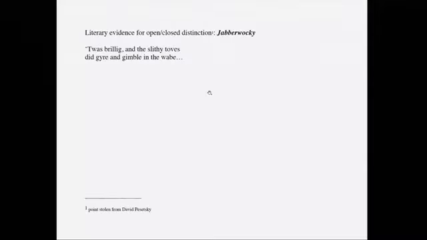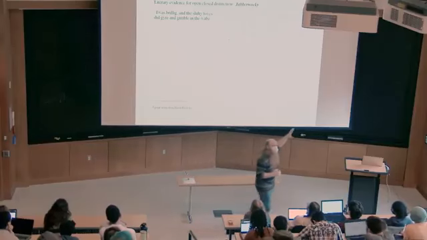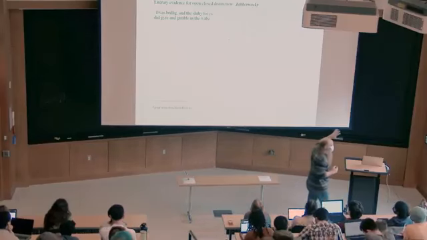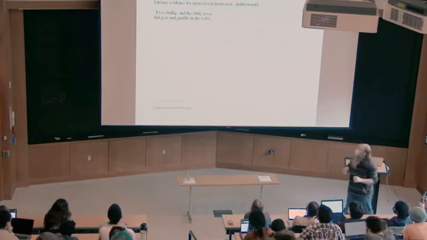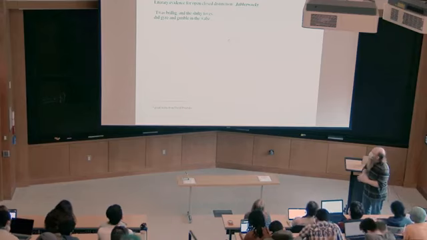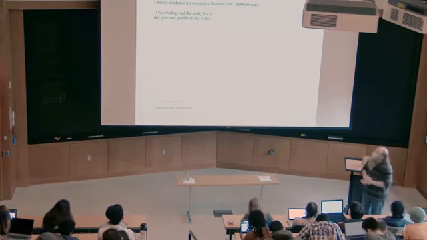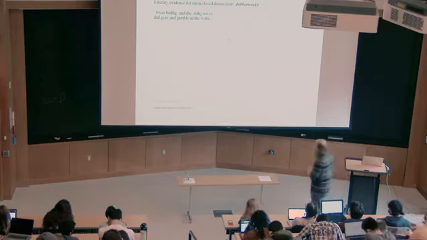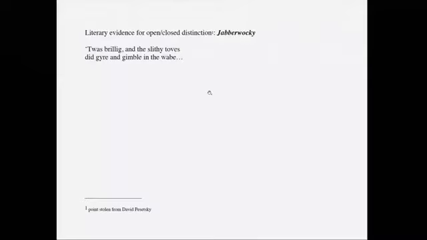One piece of literary evidence for the open and closed distinction, a point that my colleague David Bezetsky likes to make when he teaches this class, is a nice point. The poem Jabberwocky, from Alice Through the Looking Glass, is tricky to understand, right? So many of the words in it have been replaced by nonsense words. But crucially, the words that have been replaced are all open class words.